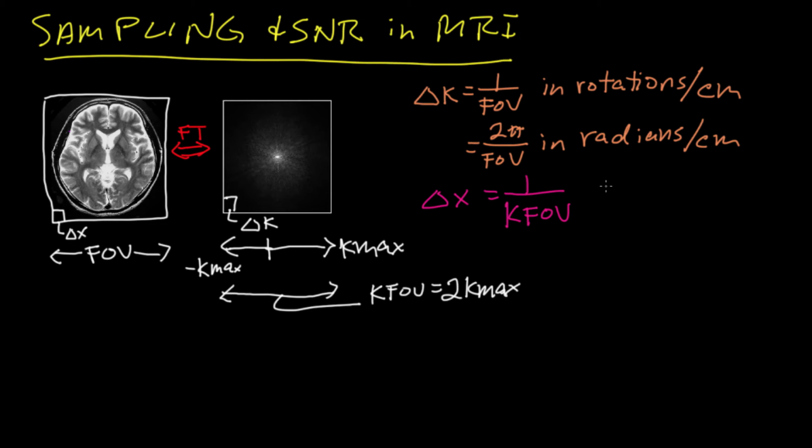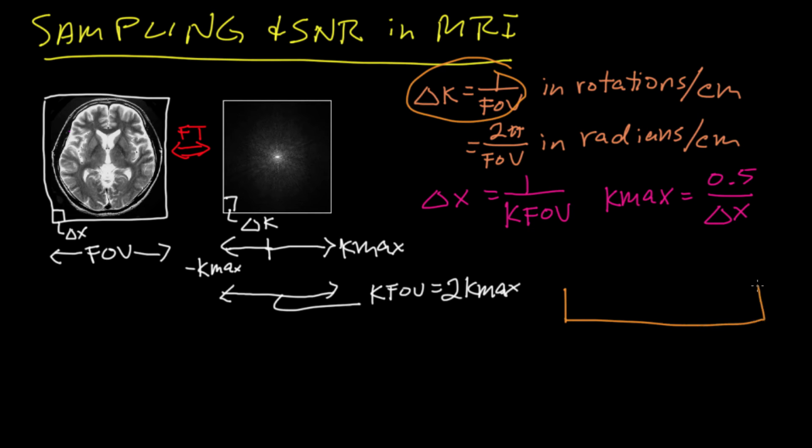You'll see this more commonly expressed as kmax equals 0.5 over delta x, which is intuitively easy to understand, because at the edge of k-space, you have half of a phase rotation per pixel. Here's an easy way of visualizing this dependence of delta k on the field of view. The sampling of data in k-space is a projection of the object onto the Fourier basis functions. For the discrete Fourier transform, the set of orthogonal Fourier basis functions is the set of complex exponentials that have an integer number of oscillations from one edge of the field of view to the other.